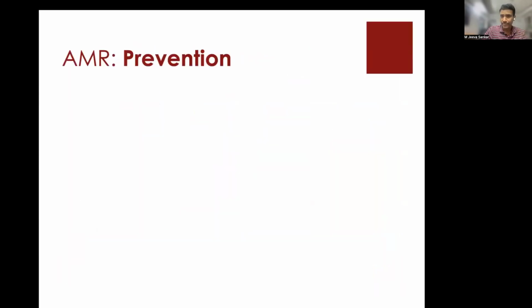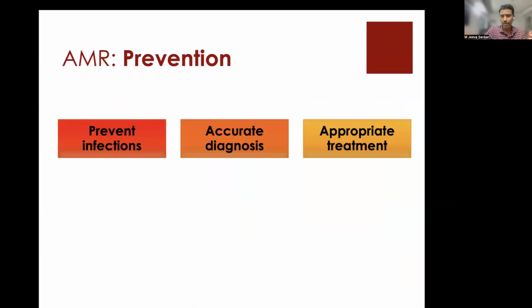Now, if that's the case, how can we prevent antimicrobial resistance? If there's such a high incidence, how can we prevent it? Broadly, you can think of three strategies. One, first prevent infections, and I think that's the most crucial step to prevent antimicrobial resistance. If you can prevent infections, then you need to treat less, and of course you will end up having less resistance. That's the crux. Then the second is accurate diagnosis, not treating everybody, but not missing a baby who is actually having sepsis.